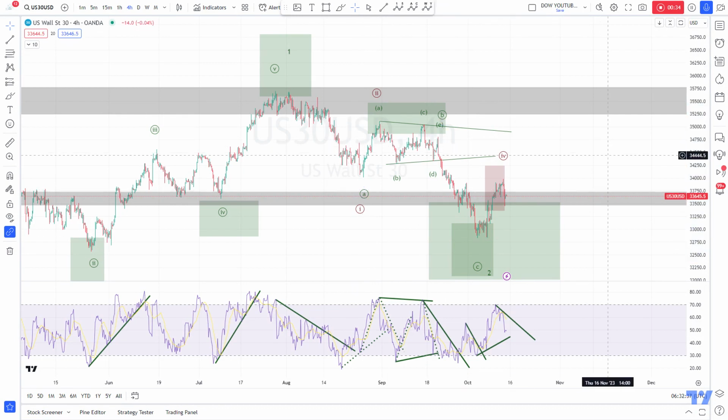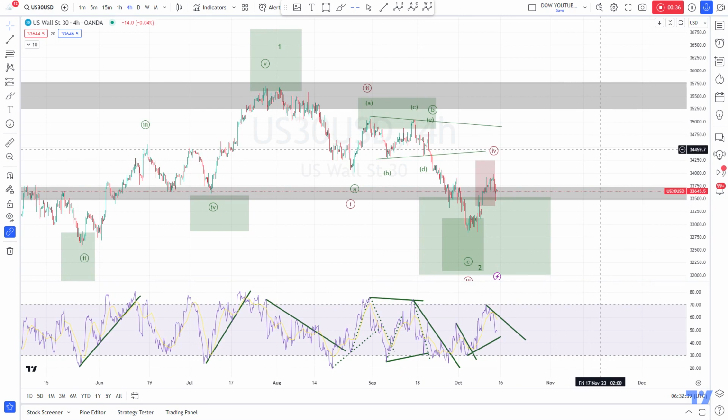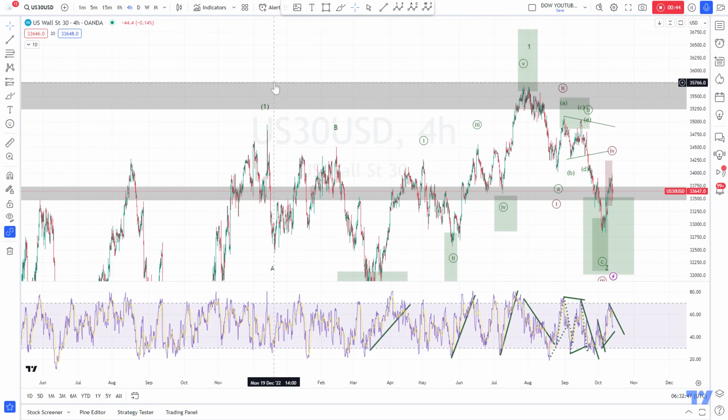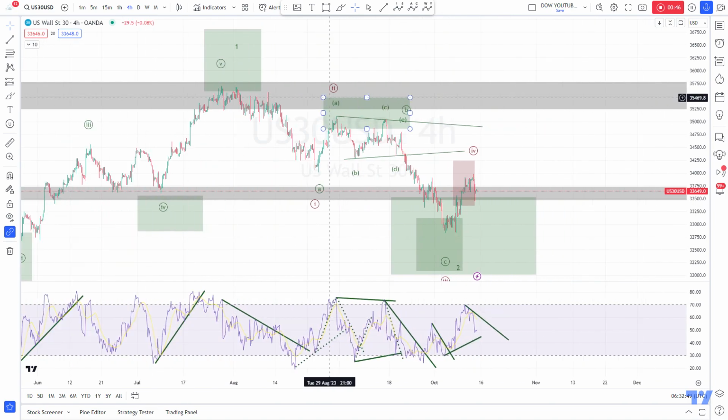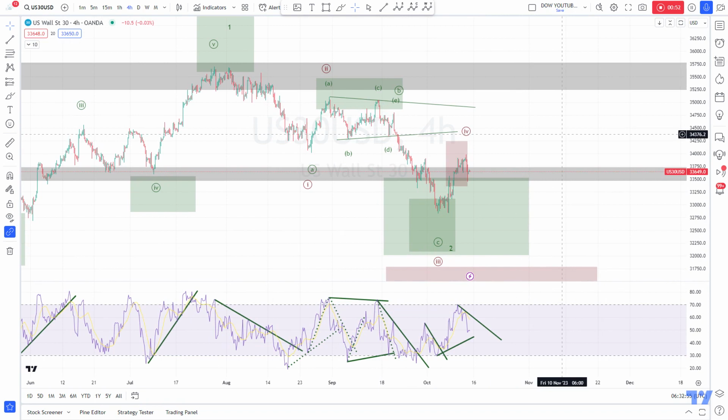And then there is also a scenario where this here was an expanded flat structure, where this is a wave B and we have to come down then as a wave C. If you want to have more details on this, please have a look at my higher time frame analysis. I will also make a higher time frame analysis this weekend.